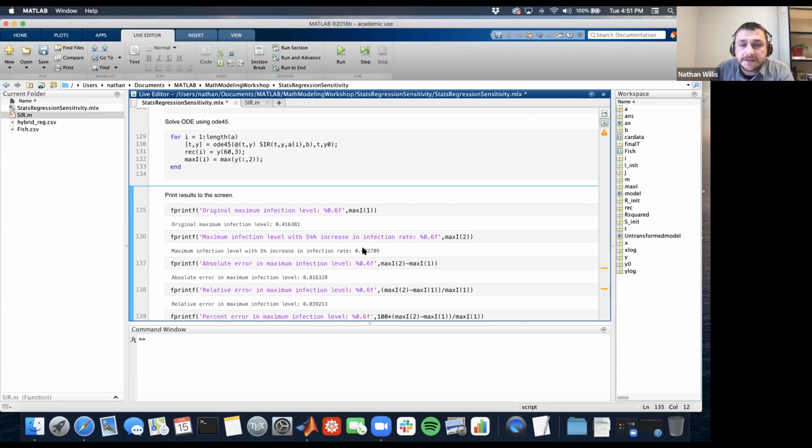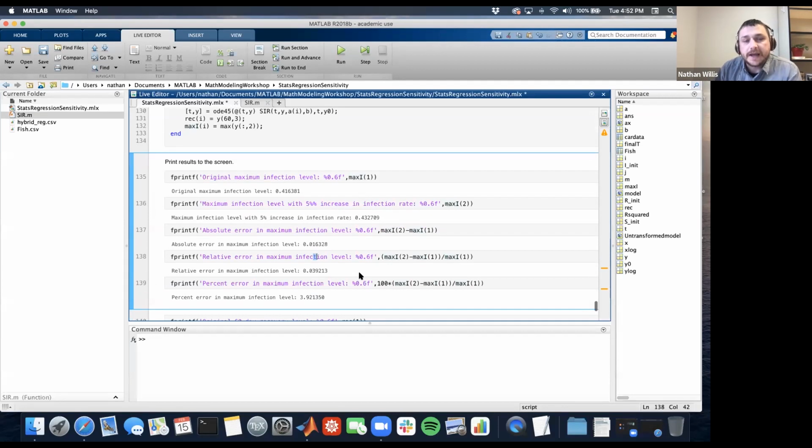If we increase that 5%, we see that this goes up to 43.2, right? And that would take the difference of these two numbers, and that gives us this absolute error that we talked about, right? So we have max I at 2, max I at 1. And this is about 0.016. Again, let's scale it so we're on the appropriate scale of our problem. We're going to scale it by the original value. And this is 0.039, and then multiply by 100.